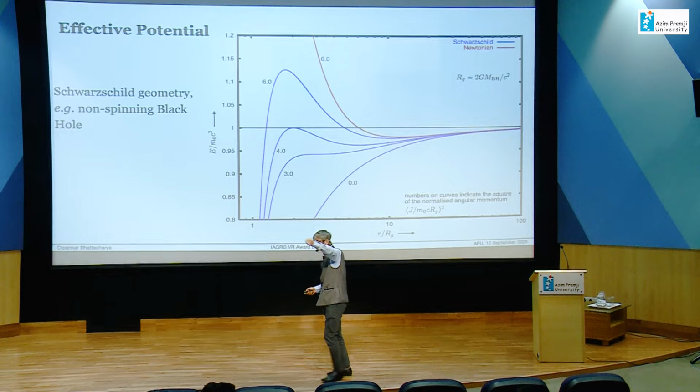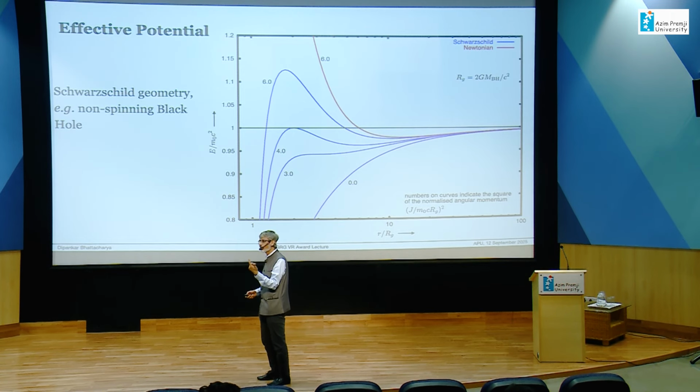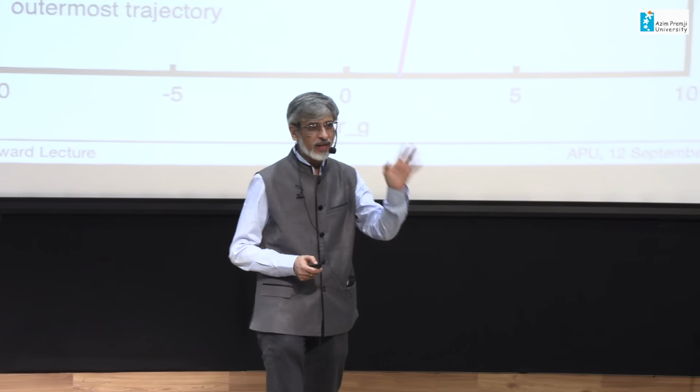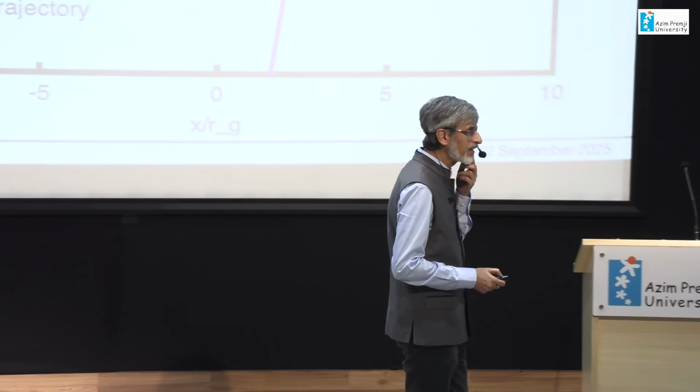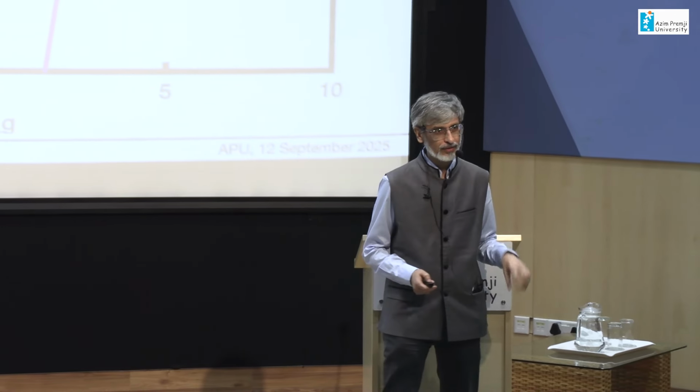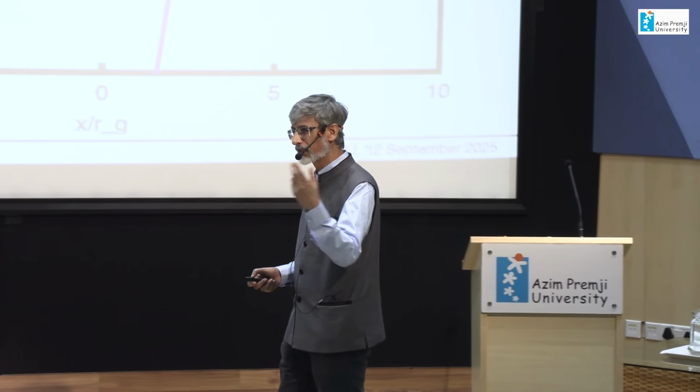Angular momentum of the particle coming in. The black hole itself is not spinning. Yeah. So, that's about particles. What does it do to radiation? Radiations are like massless particles, photons.